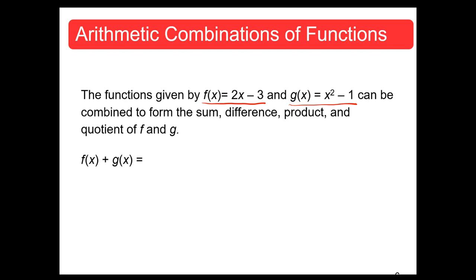So when we're saying f plus g of x, and you can rewrite it like this, you're literally adding like terms. So it's going to be 2x minus 3 plus x squared minus 1, and then you simplify that out. So it'll be x squared plus 2x, and then you're adding the like terms together of this and this, so it'll be minus 4.